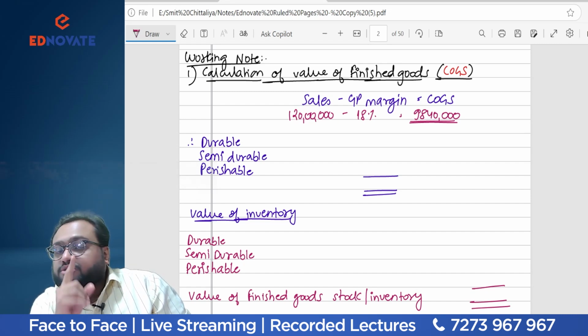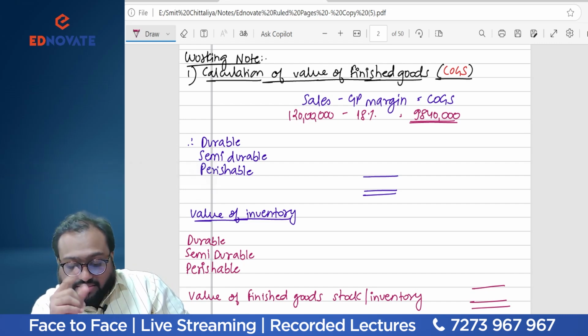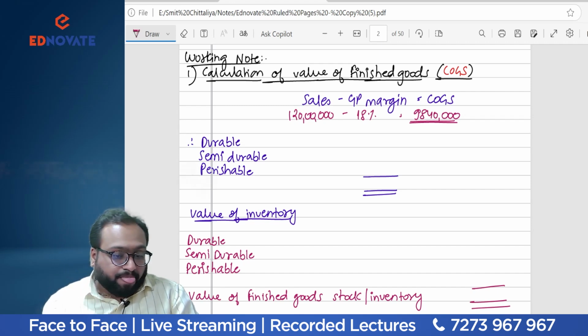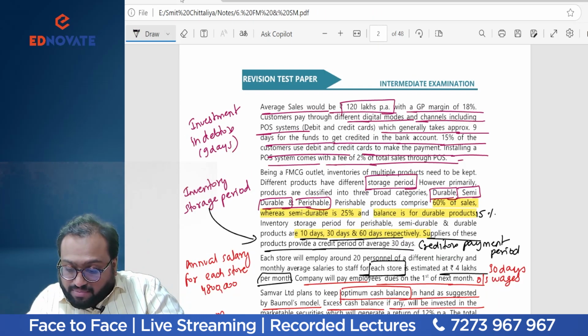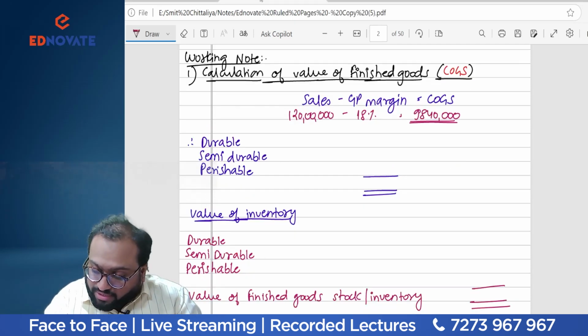Entire sales is not because of one product. There are three products: durable, semi-durable, and perishable. And we have seen what the proportion of them is. The semi-durable comprises 25%, so write down semi-durable comprising 25%.